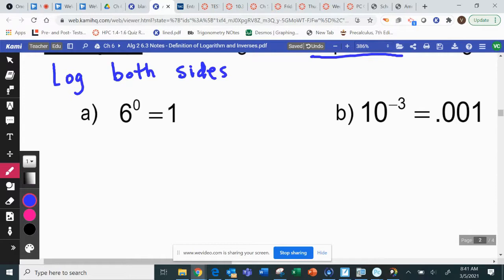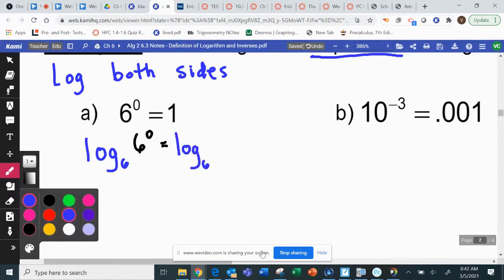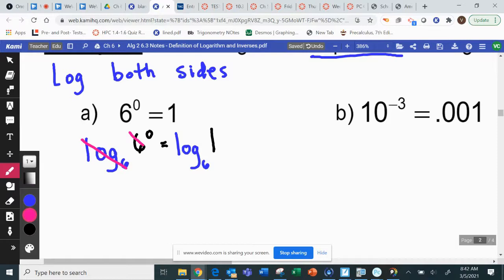All right. So if I've got log, I've got to do log to both sides. I want to get rid of the base. What is my base? Sierra, what is my base in question A? 6. So I'm going to do log base 6 to both sides. See, I put log base 6 on both sides. Log base 6 of 6 cancels. We get 0 equals log base 6 of 1.